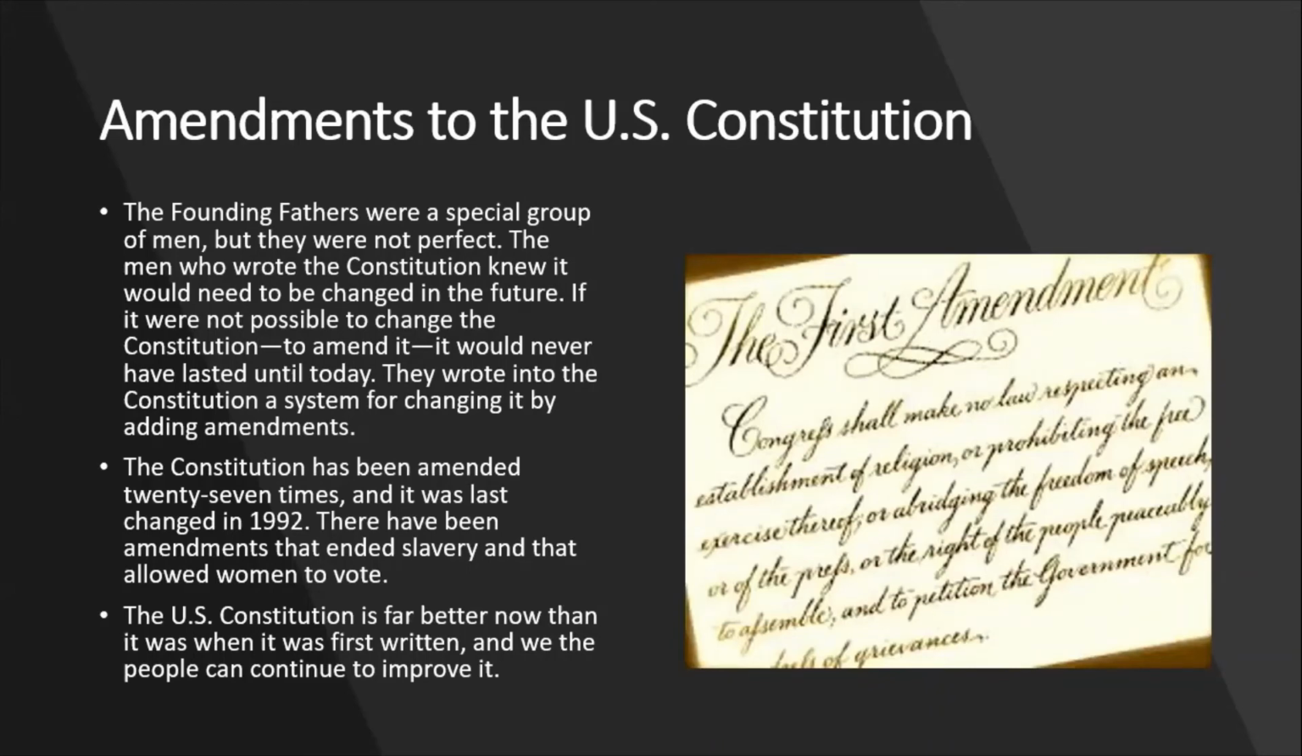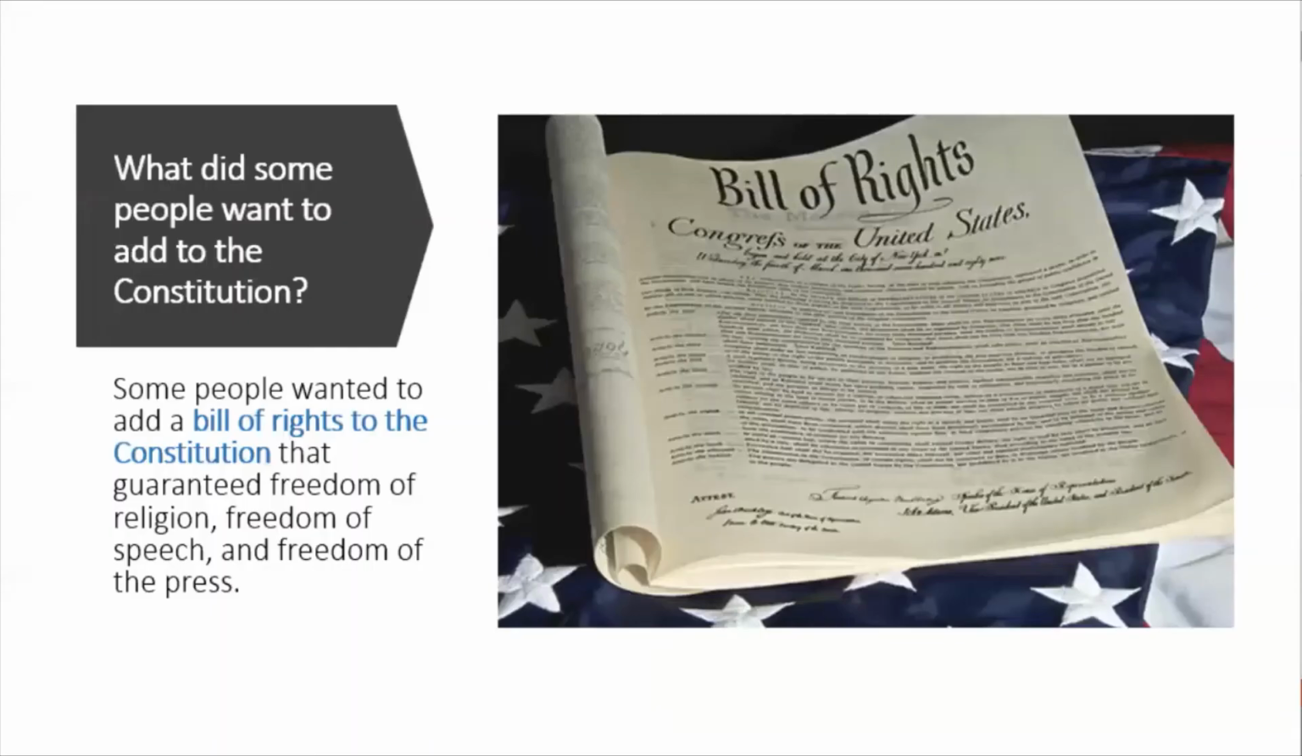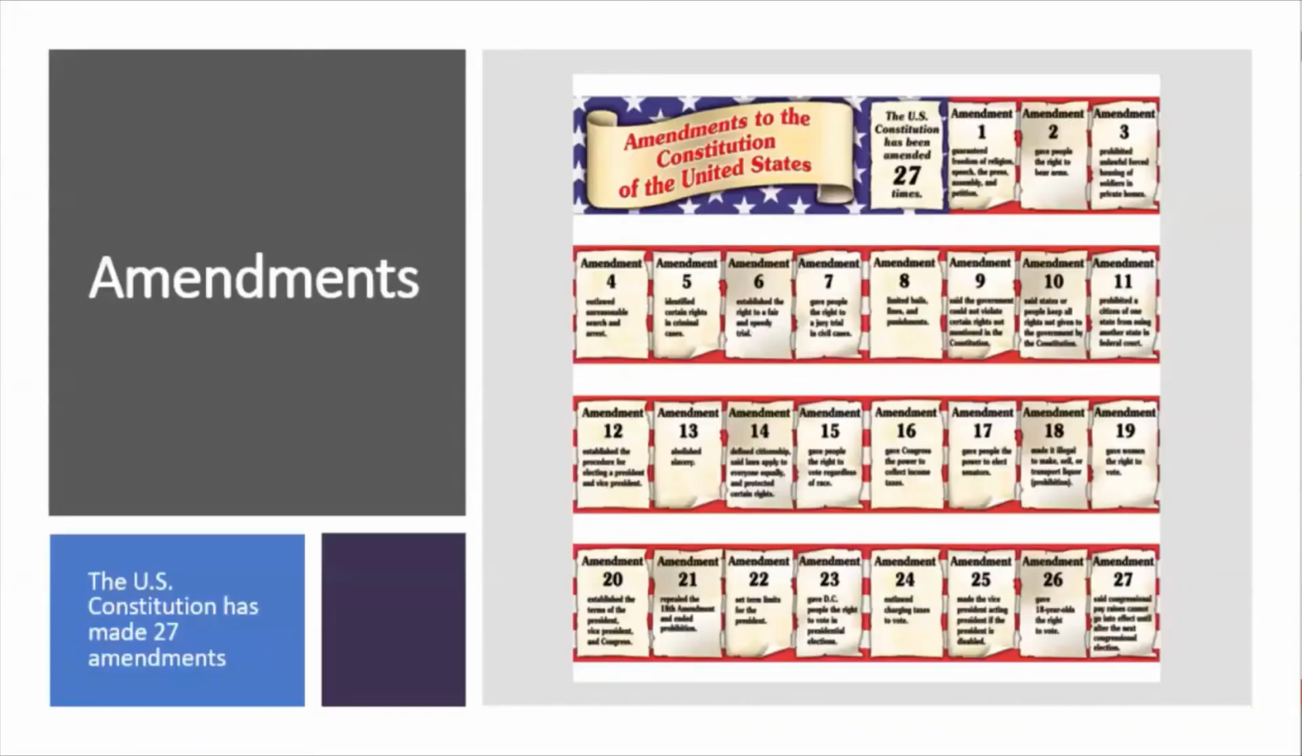There have been amendments that ended slavery and that allowed women to vote. The US Constitution is far better now than it was when it was first written, and we the people can continue to improve it. Some people want to add to the Constitution. Some people wanted to add a Bill of Rights to the Constitution that guaranteed freedom of religion, freedom of speech, and freedom of the press.